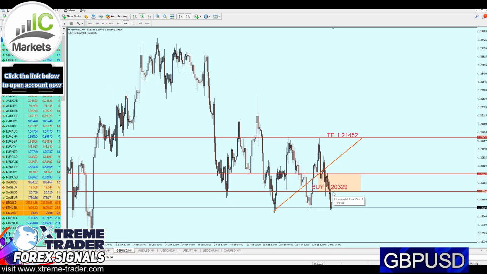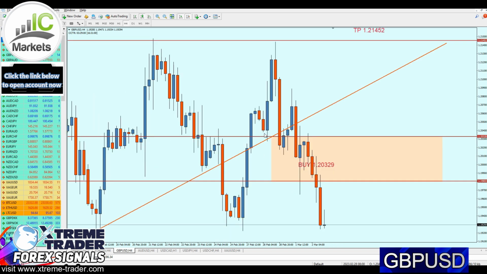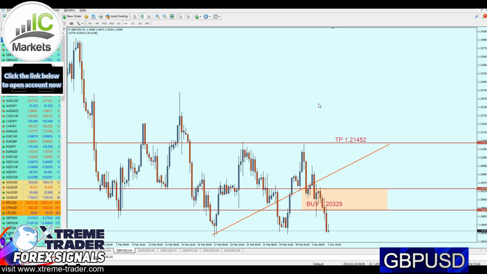Alright, so as you can see, my friends, the Pound USD has indeed hit the take profit level yesterday. The market has reversed exactly from this price at 1.20329, and it went all the way to the take profit level, making more than 111 pips of profit. And of course, after that, the market went down after reversing from the take profit level.